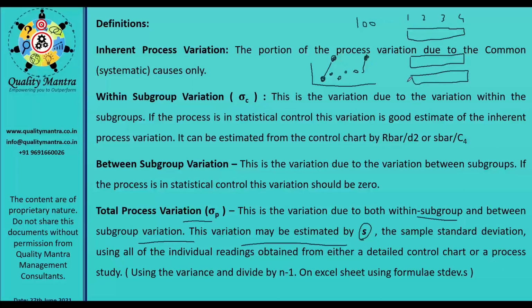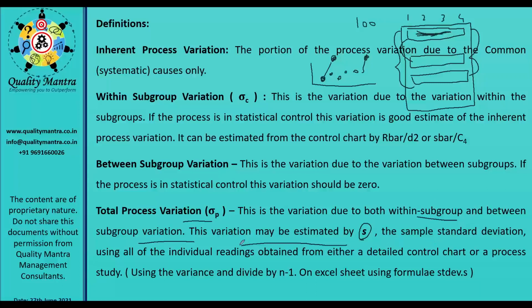So we will have 4, 4, 4 data, like we have prepared that chart, the S bar R chart. Now the variation between these two subgroups comes under between subgroup variation. Within subgroup variation is within this one only. Now the total variation will be the within the subgroup as well as the between the subgroup, meaning you are taking the variation of the whole data, all the 100 data, and you will use the formula STDEV.S. I will tell you on the Excel sheet.